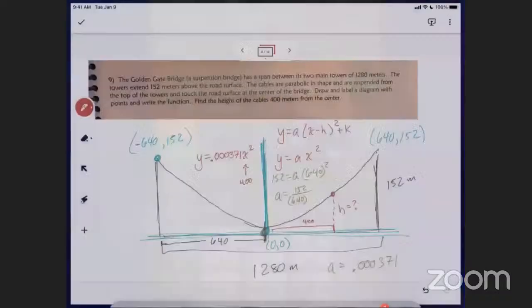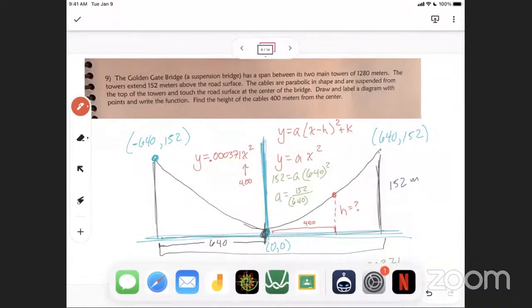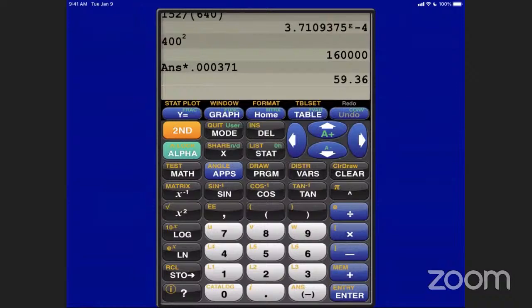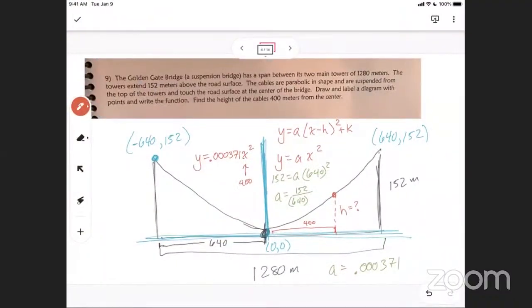Okay. Does that seem right? Do you have the answer key? I do. Was it 59.36? That sound right? Yes, that's right. All right, so you see how we did that?